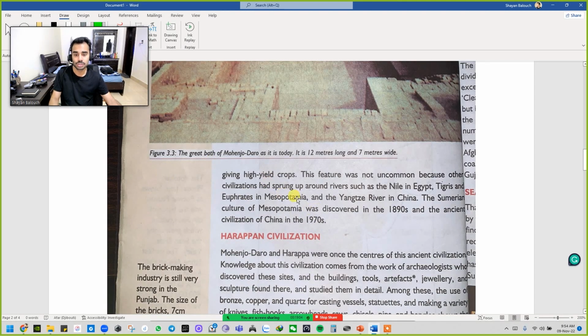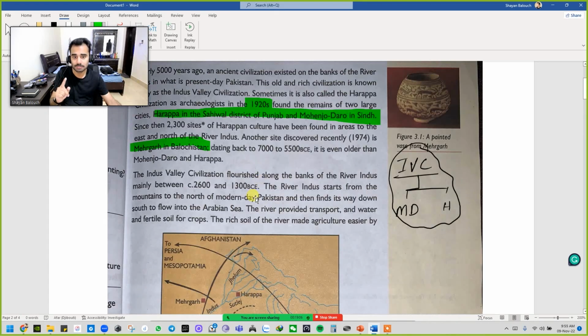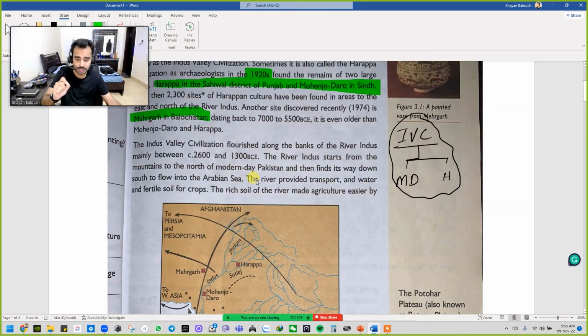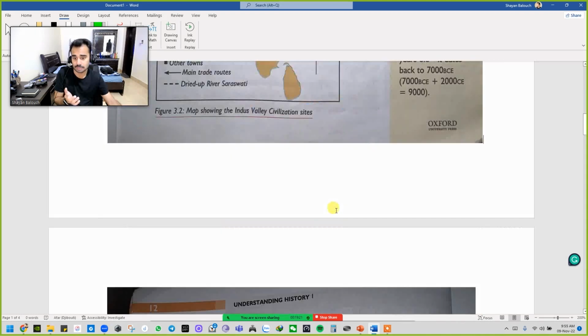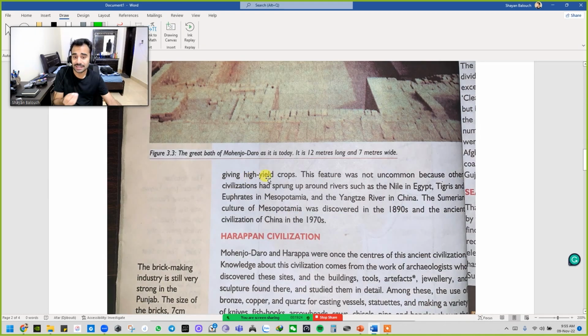Now, before, we were discussing their agriculture and their water, their fertile soils, right? So continuing that particular point, it's very important that the rich soil of the river made agriculture easier by giving high yield crops. Now, this feature was not uncommon, because other civilizations had sprung up around rivers, such as the Nile in Egypt. Well, it was not so uncommon. I mean, it was kind of common.